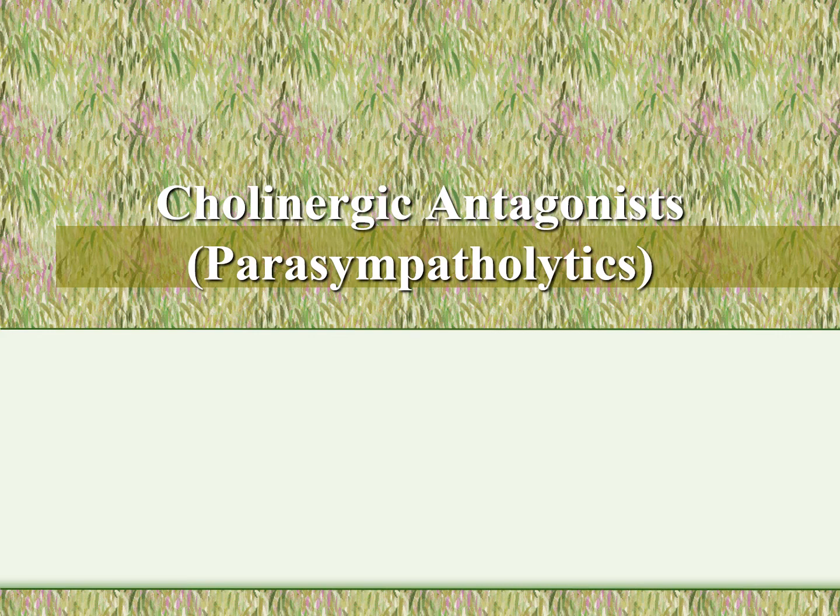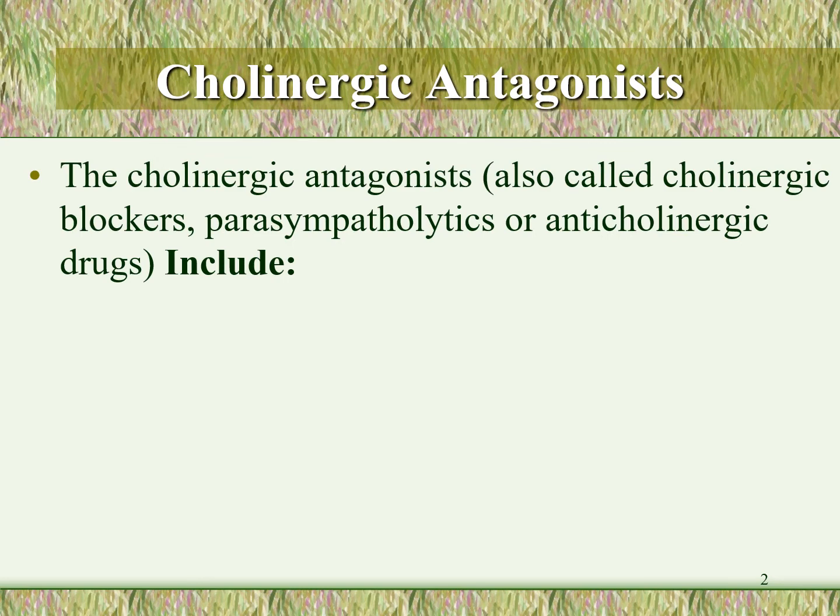Last lecture we talked about cholinergic agonists. Inshallah, today our lecture is about cholinergic antagonists, what is called parasympatholytics. Cholinergic antagonists are also called cholinergic blockers or parasympatholytics, sometimes also termed anticholinergic drugs, and they fall into three categories.